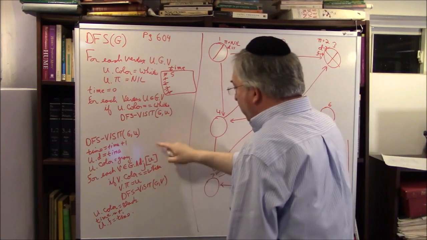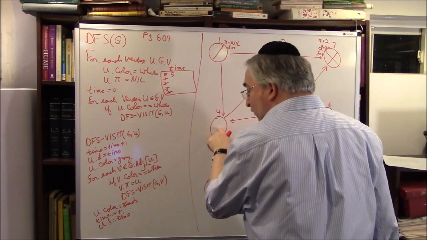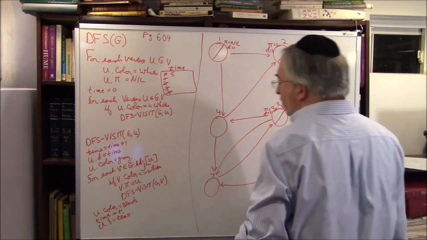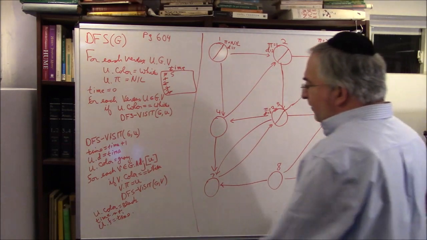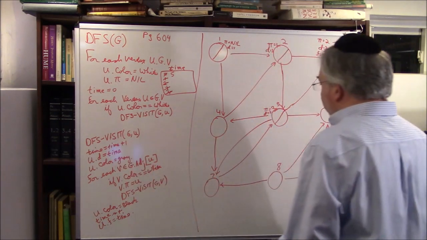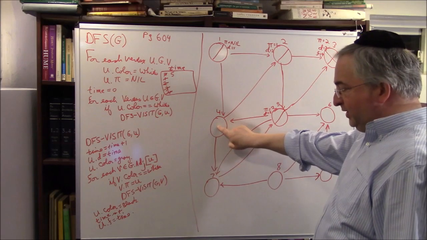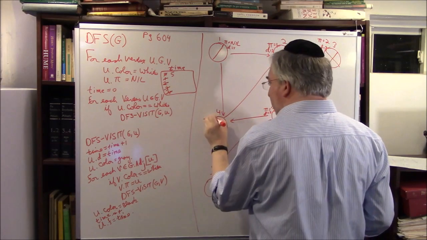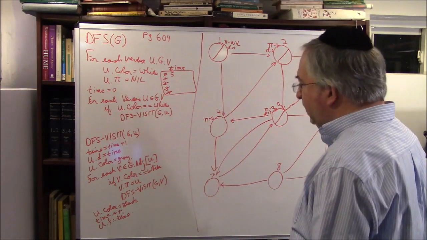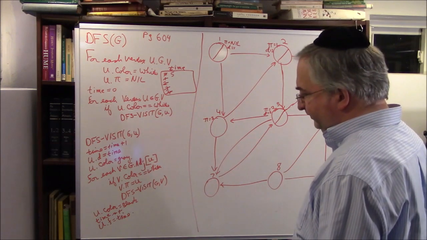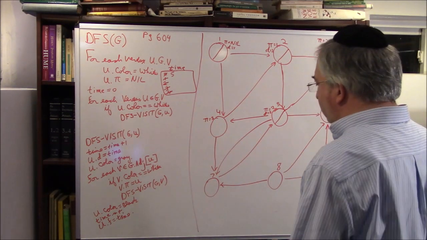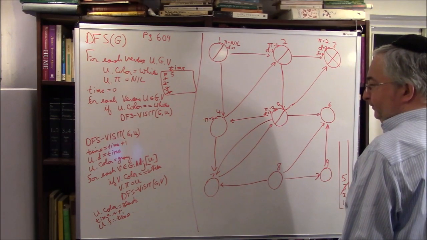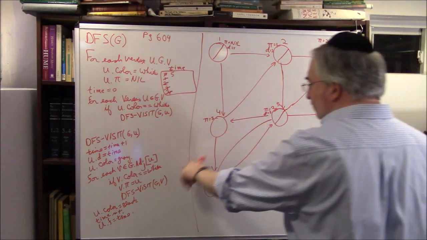Next, what other child does 5 have? Answer, 4. We do this in numerical order: 3, 4, 6, and 7. So 4. Let's do 4. You ready? We're going to visit 4 now. Let's go through it. Color is white. Yes, it is. So make his parent equal to 5. Good. I'm sorry, we visited 4. We made the parent there.